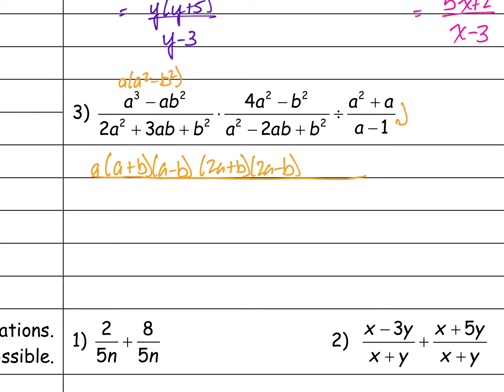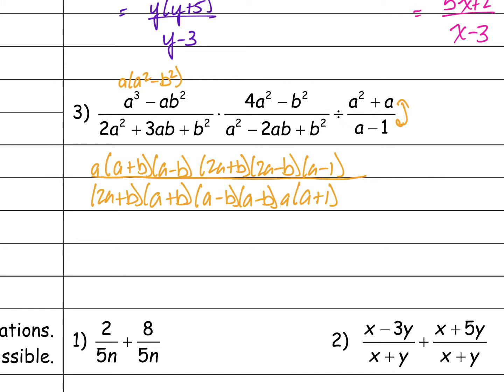And then this last one gets flipped. So that's a minus 1. Okay. And then the bottom factors to, let's see, 2a plus b times a plus b. And then I get a minus b times a minus b all over, and then the last one factors to a times a plus 1.